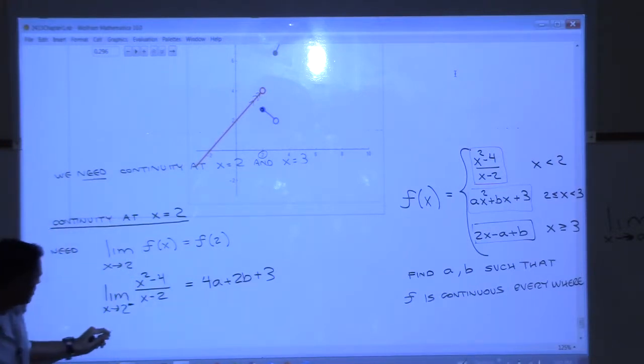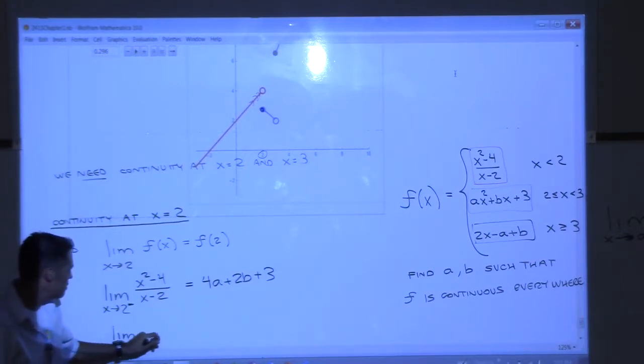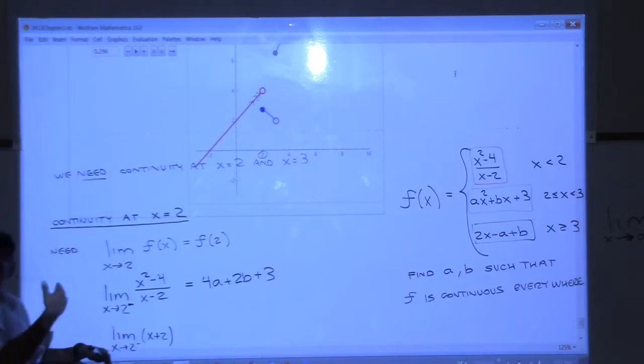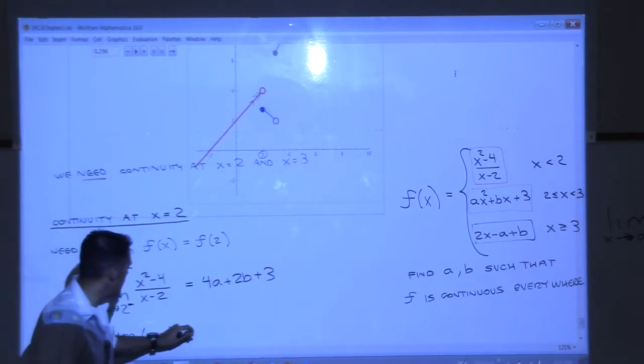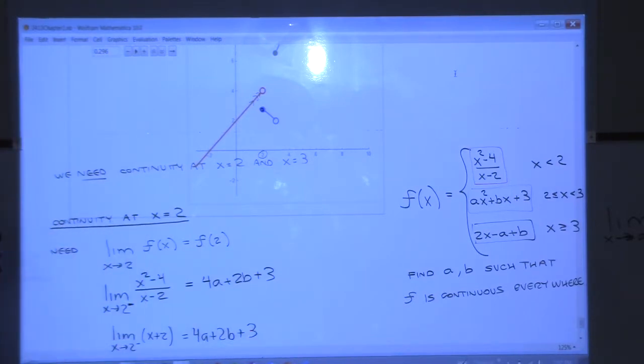So I'll write the next line. Limit x approaches 2 from the left. All that's left when you cancel out is x plus 2, right? That's all that will be left. Right. And then on this side we have 4a plus 2b plus 3. And now let's go ahead and let x approach 2. And what happens if we let x approach 2 there? The left side becomes 4, right?